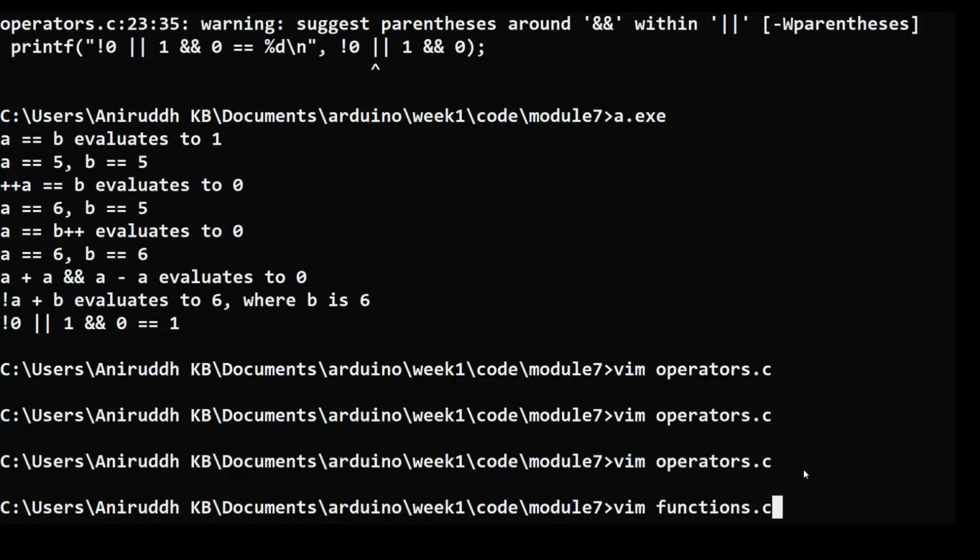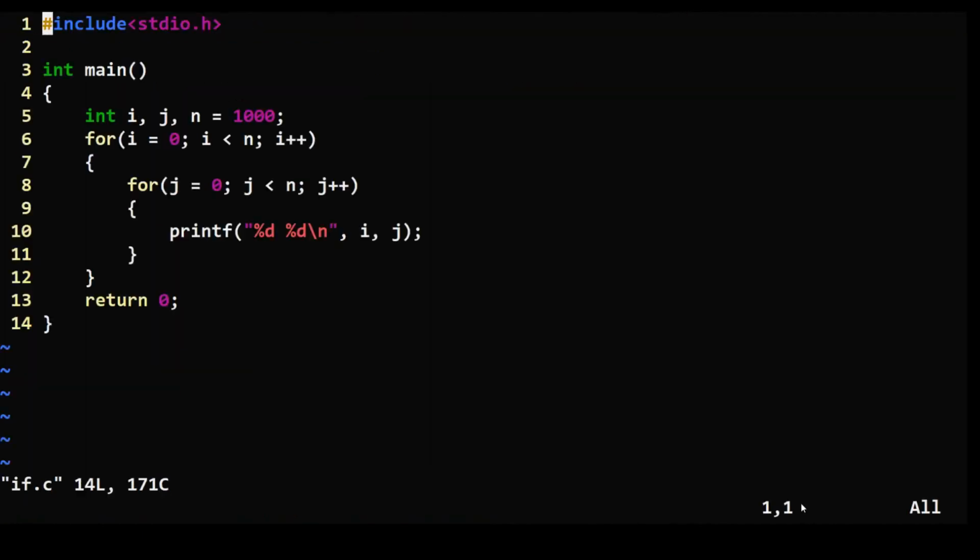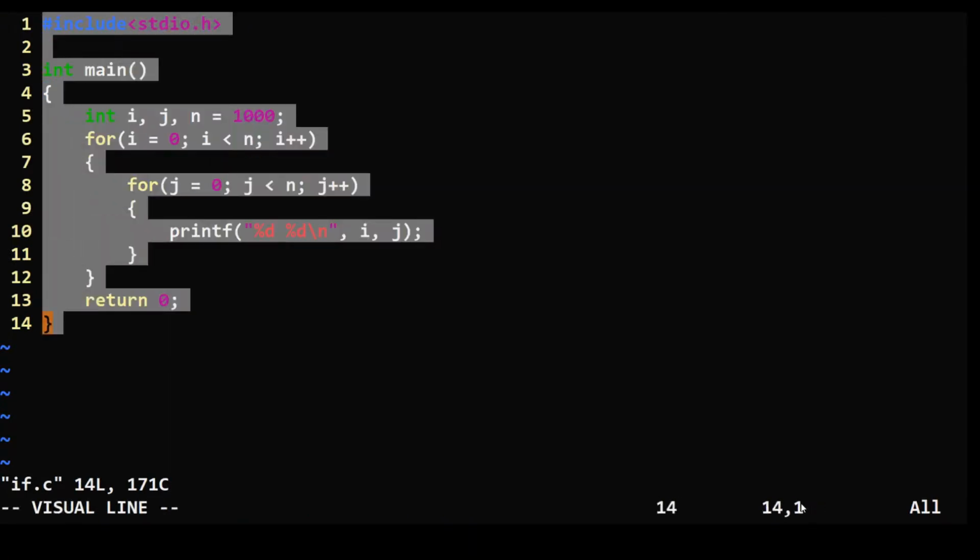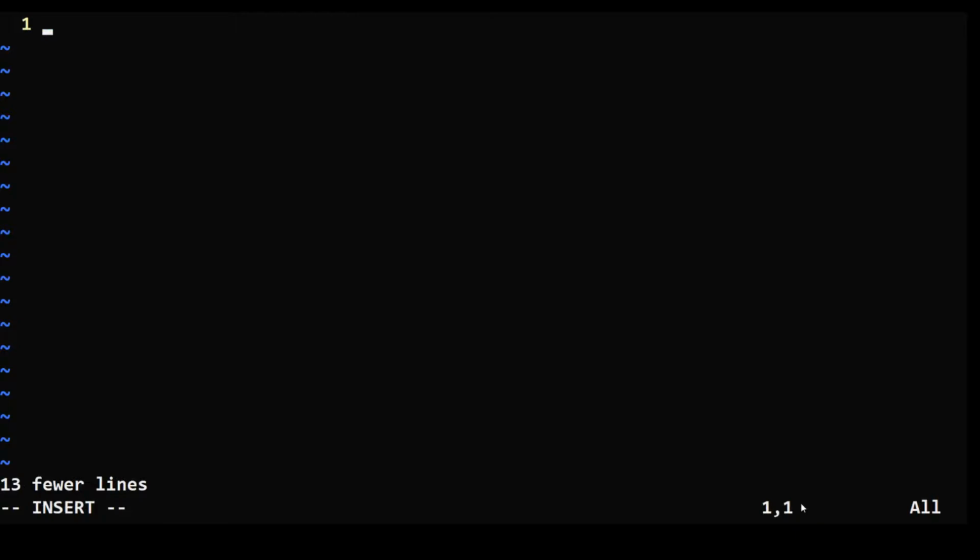Now we are ready to discuss conditional statements. So far we have been discussing programs in which there is no decision making as such. No element of choice exists. So let's change that.